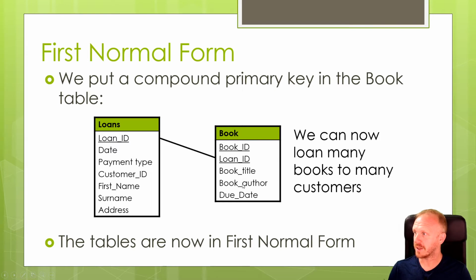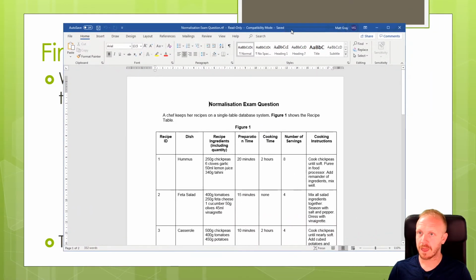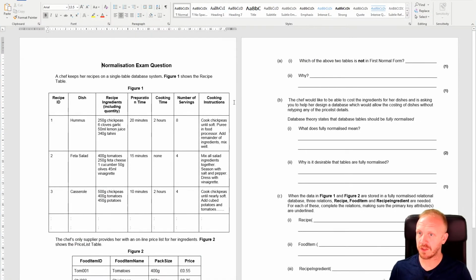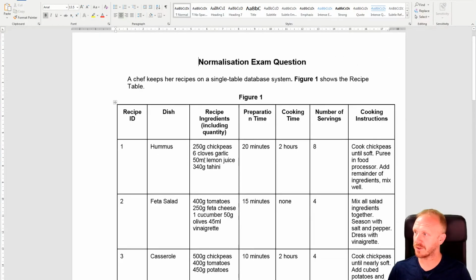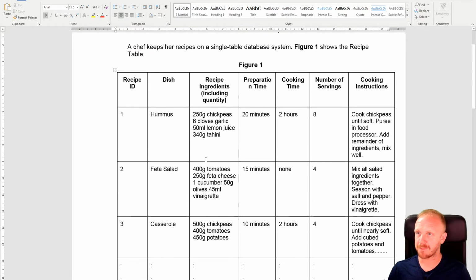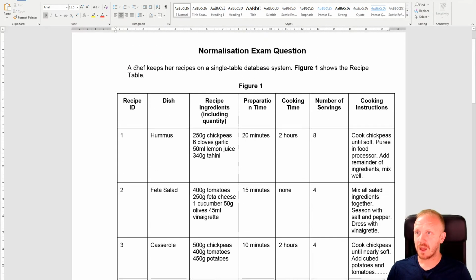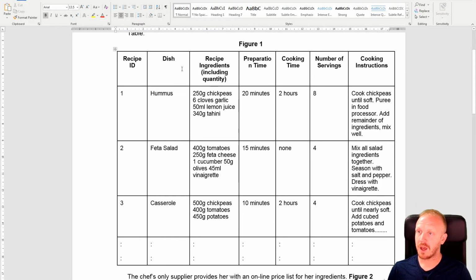I want to have a look at an exam question that deals with first normal form. This one presents first normal form in a different way. So it says, a chef keeps her recipes on a single table database system. It's a single table database, therefore it's not normalized, it's zero normal form. Figure 1 shows the recipe table. And this is what she stores.